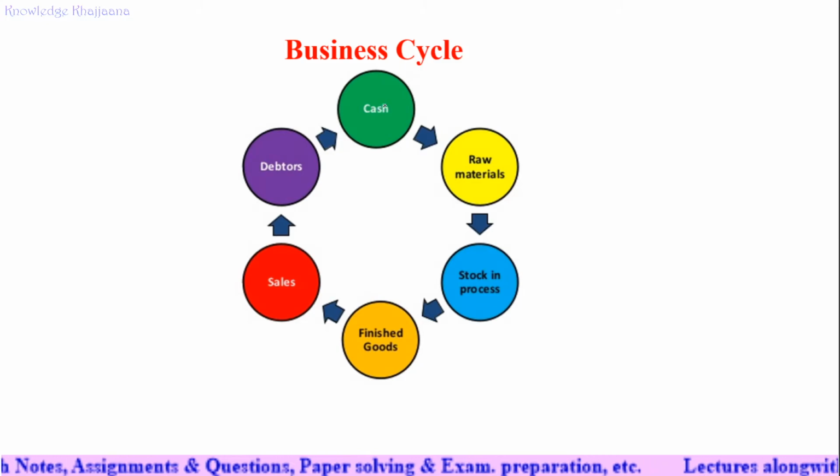See, cash will get converted into raw material, then into stock in process, then into finished goods, then it will be sold, debtors will be created and debtors will pay the cash. Again, this will keep on moving. So this is called the business cycle.